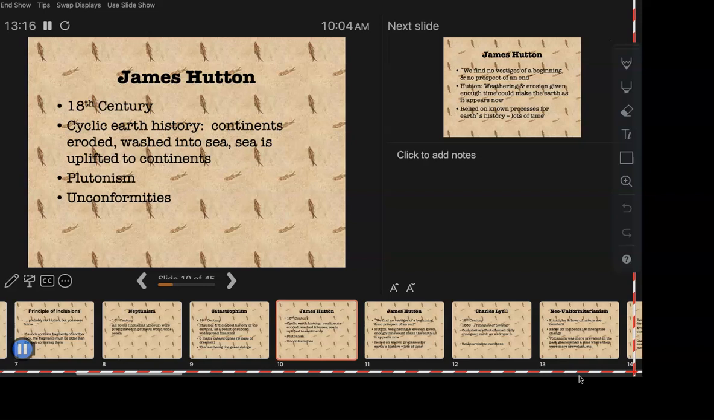The continents are weathered and eroded and washed into the sea. The sea is uplifted again at some point to become continent, which isn't exactly true, but has happened. They talk about the Himalayas, for example. You find seashells at the very, very top of the Himalayas, limestone. Okay. And now, mind you, we weren't up there back then, but could you imagine what that would have done to their brains and their philosophies?